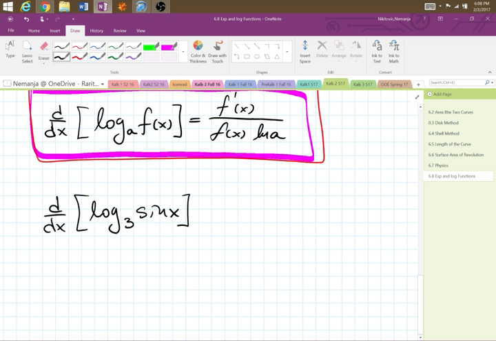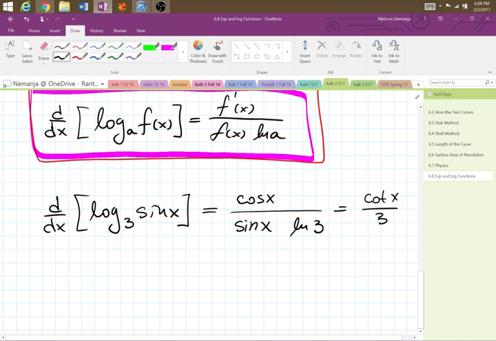So, what do we do? Very quick, right? The function that follows the log is sine x. So Control C, Control V. And then its derivative on top times ln 3 on the bottom. And we have cotangent x over 3 ln 3.